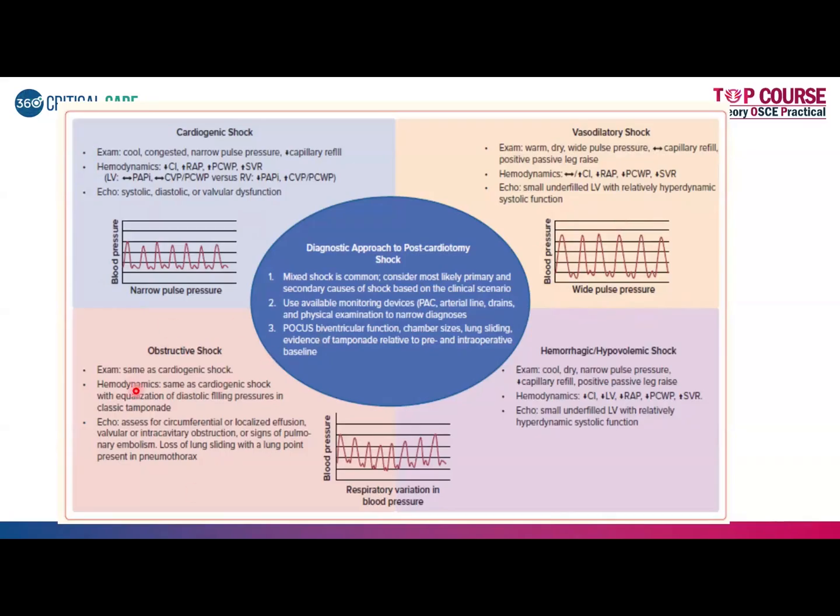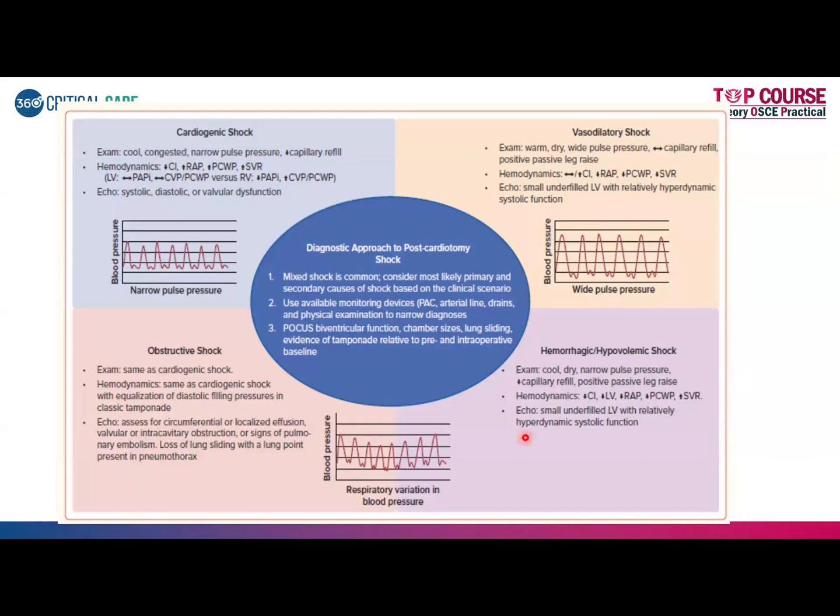Obstructive shock is very similar to cardiogenic shock, but look for other signs. For example, echocardiography is one of the most important tools to differentiate between these. There is loss of lung sliding in case of pneumothorax, and presence of a lung point. One can find signs of pulmonary embolism, any intracavitary obstruction, or any localized effusion.